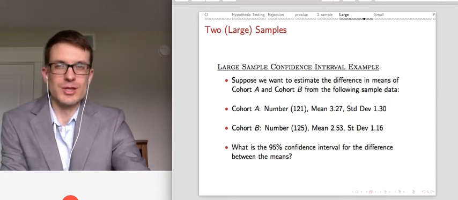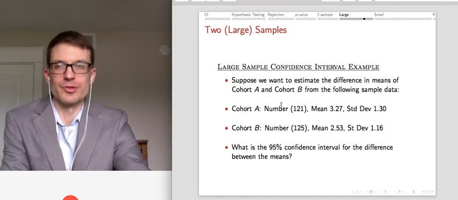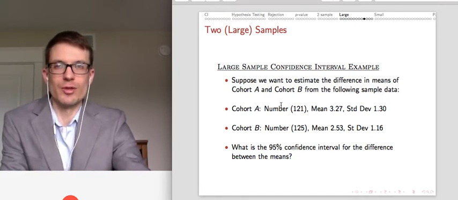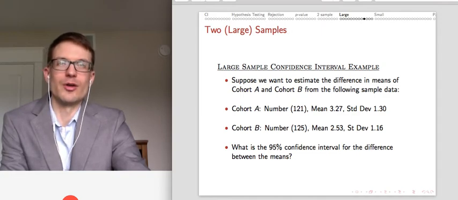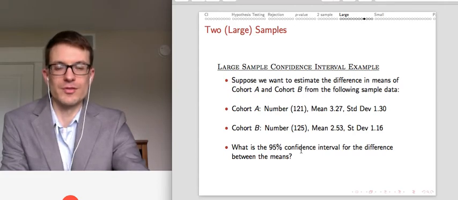All right, so here's a real example. Suppose we want to estimate the difference in means using the following sample data. So we have a sample of 121 with a mean of 3.27 and standard deviation of 1.3. And we have a sample of 125 with a mean of 2.53 and a standard deviation of 1.16. And we want a 95% confidence interval for the difference of means.